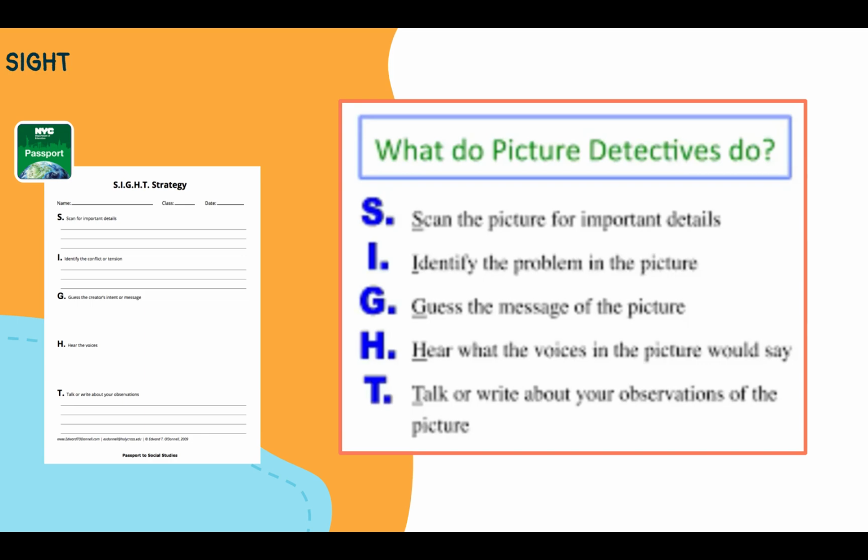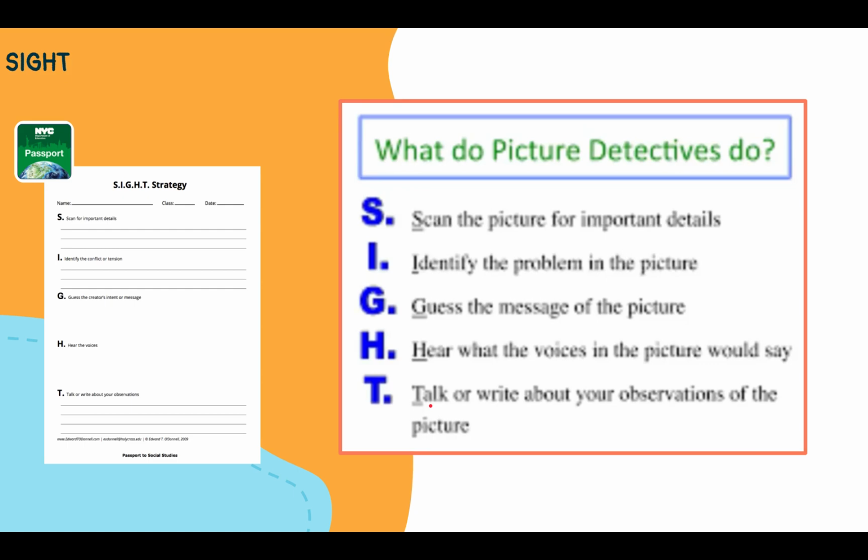SIGHT is an acronym. An acronym is a set of letters that spell out a word that help us remember what each letter stands for. So for example, SIGHT: the S stands for scan, the I for identify, the G for guess, the H for hear, and the T for talk.